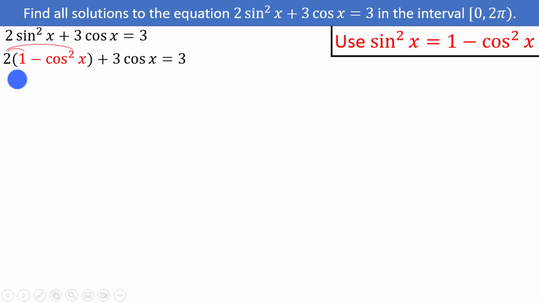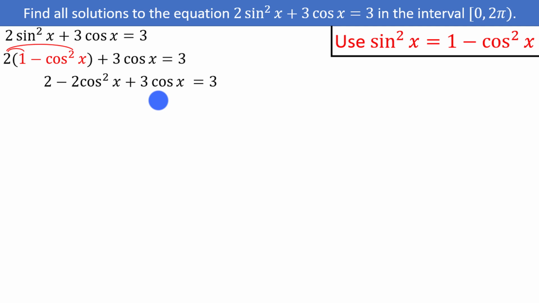If we distribute the 2 to both terms, we will have 2 minus 2 times cosine squared plus 3 times cosine of x is equal to 3. Now I'm going to want to move everything to the left-hand side of the equation so that the right-hand side is equal to 0, so I can use the zero product property in coordination with factoring to solve for x.